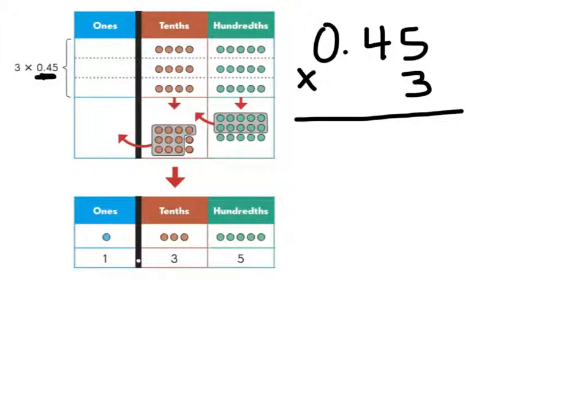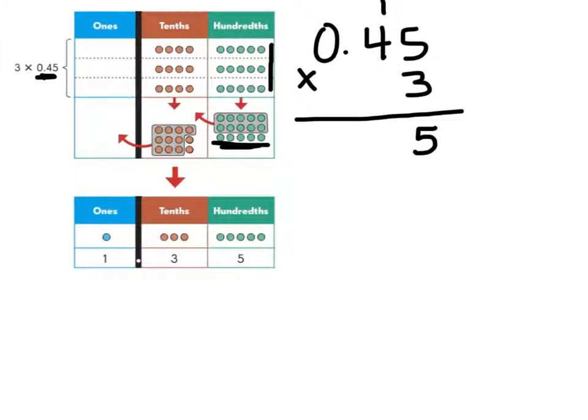So we're going to begin by multiplying the hundredths by 3. So 3 times 5 will give us 15. Carry our 1. If you're following along on the method 2 chart, that means we've added these 3 together to get 15, and we've regrouped.